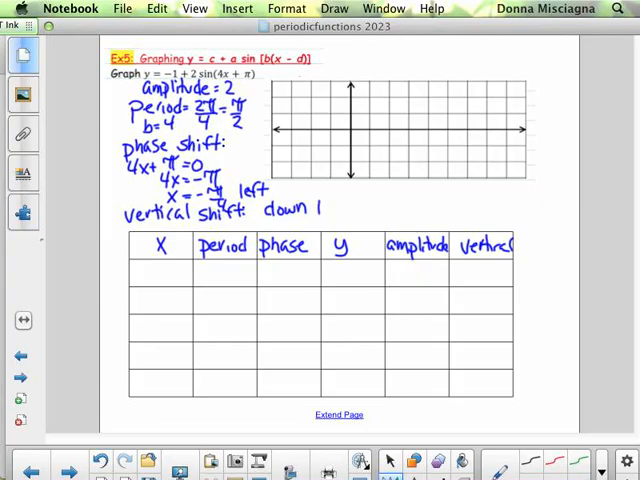Let's fill in the x and y. So 0, pi halves, pi, 3 pi halves, 2 pi. And now it's sine, so it's 0, 1, 0, negative 1, 0.